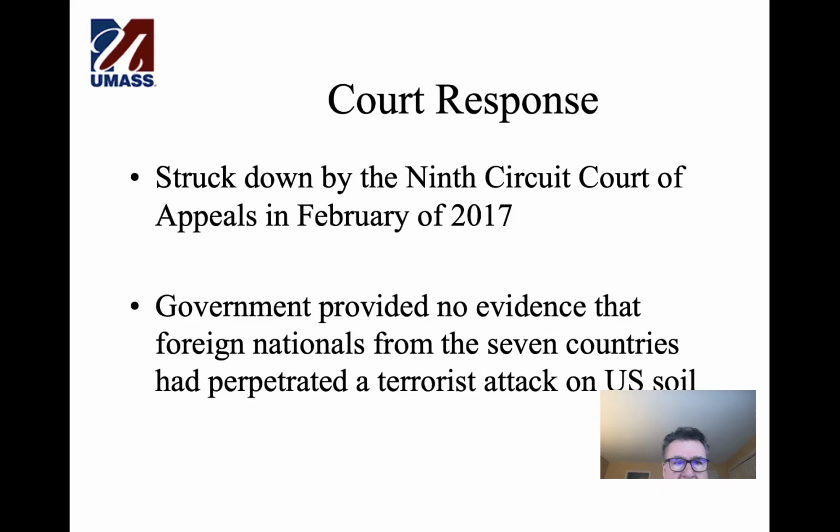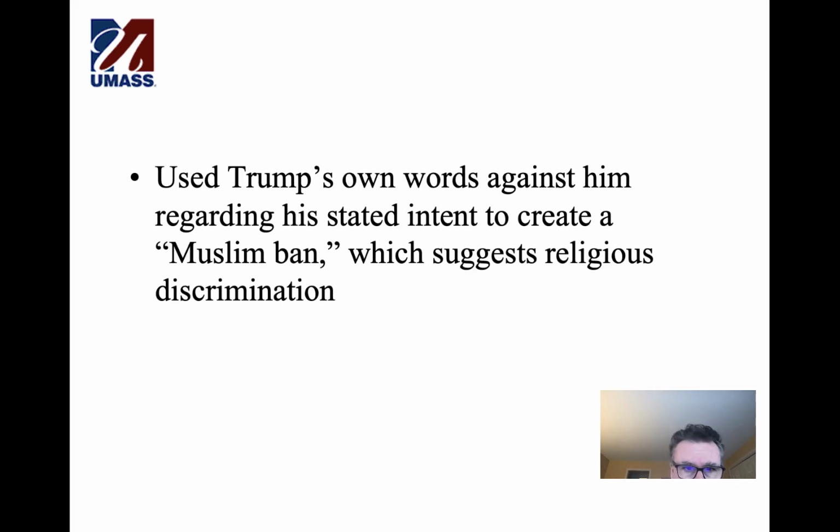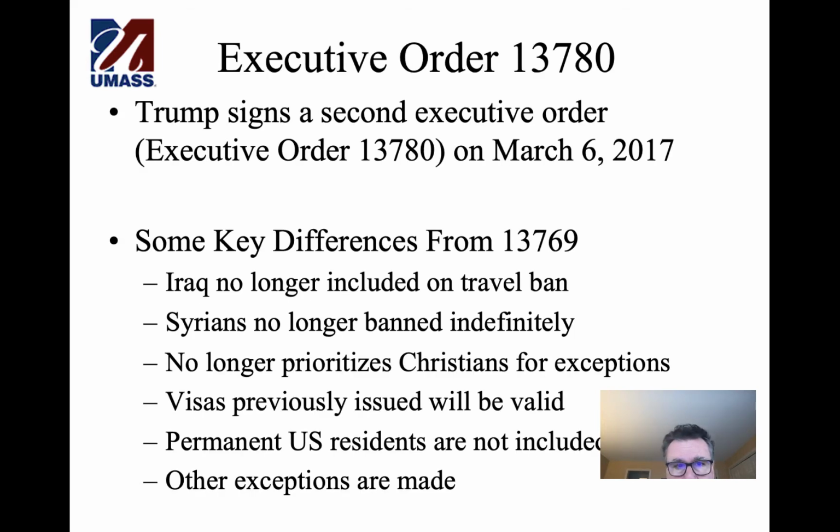The courts responded by striking that down. This is the Ninth Circuit Court of Appeals. So remember, there's a lot of different courts of appeals. This is just one of them. And they said that the government provided no evidence that foreign nationals from those 7 countries had perpetrated any terrorist attacks on U.S. soil. In fact, they used President Trump's own words against him regarding his stated intent to create a Muslim ban, which, to the Ninth Circuit Court, suggested religious discrimination. So there's a court striking down an executive order as unconstitutional under the First Amendment.